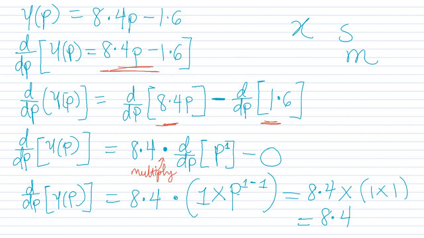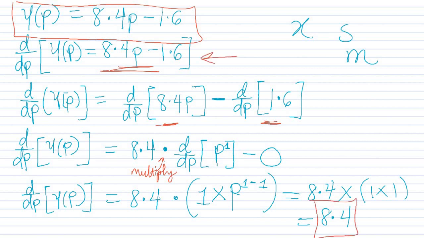So this entire function that you just differentiated right here, when you differentiate this function, you're going to simply get 8.4. And that's the answer to this question.